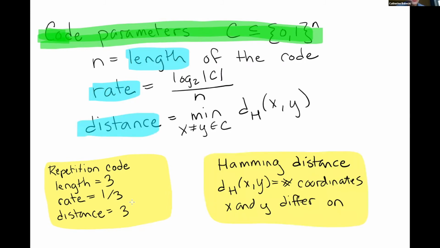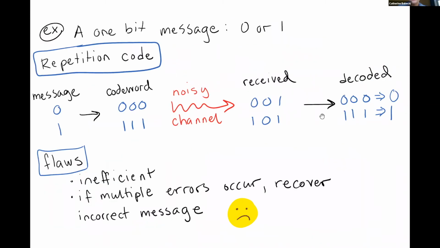And the distance of a code is the minimum Hamming distance between 2 distinct code words in the code. The Hamming distance, which I've referred to already but not by name, is the number of coordinates that 2 code words, or any words, differ on. So for instance, the Hamming distance between 001 and 000 is 1 because they only differ on 1 coordinate. However, the Hamming distance between 000 and 111 is 3 because they differ on all 3 coordinates.